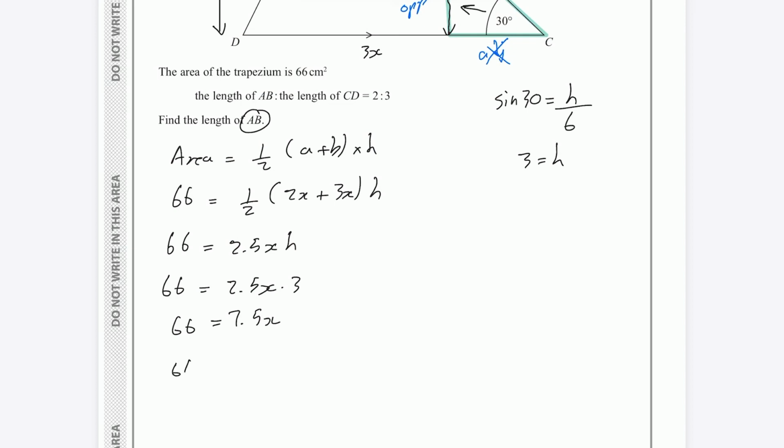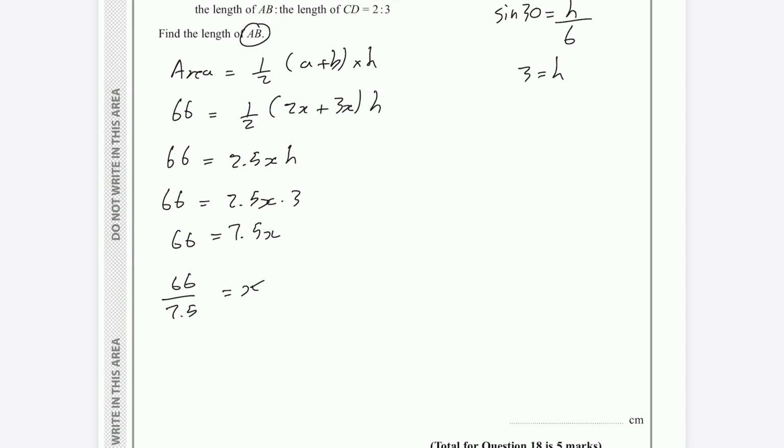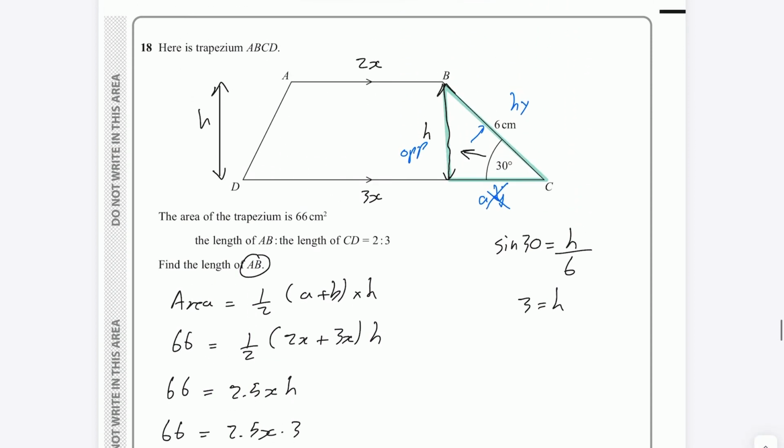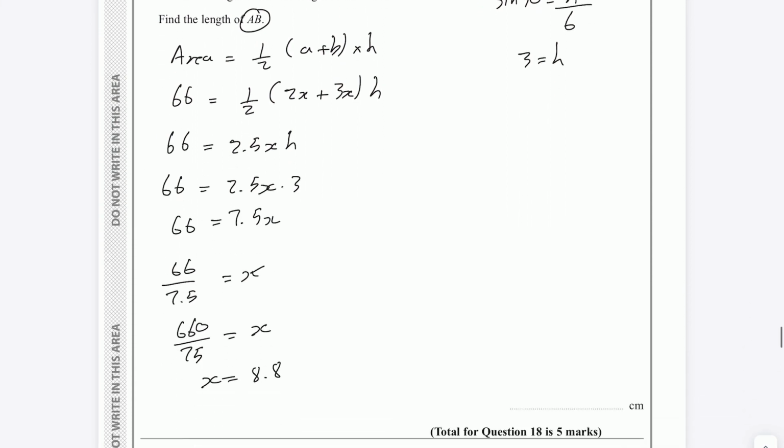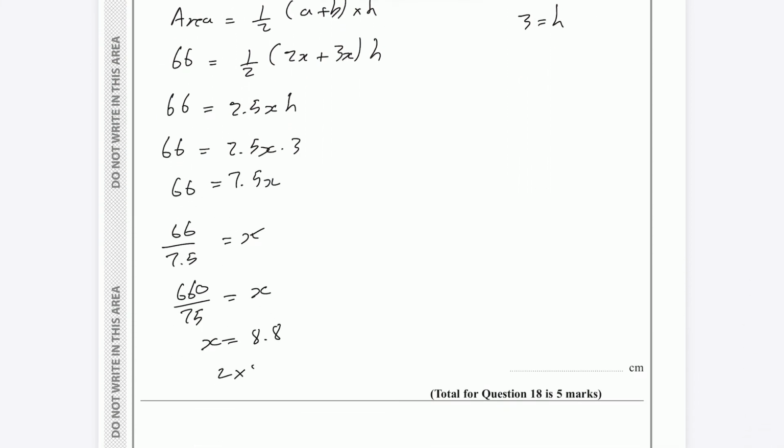And then we have 66 over 7.5 is equal to x, and we now need to solve that. So I can times the top and bottom by 10 to get rid of the decimal. So that's 660 over 75 is equal to x. And then that simplifies to x is equal to 8.8. And the question is not asking for x, it's asking for AB. AB is 2x, so in this case it's going to be 2 times 8.8, which is 17.6.